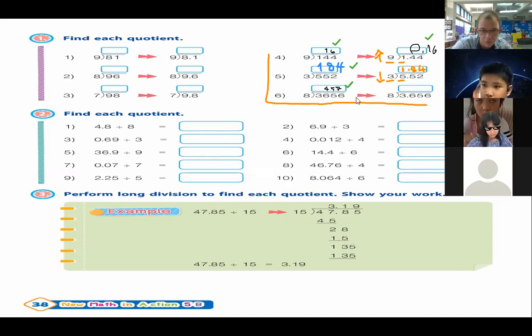Okay, this one is 457. What is the next answer? Pay attention again here. The first number, the 8, is higher than the 3. So our number must be less than 1. So 0. What?